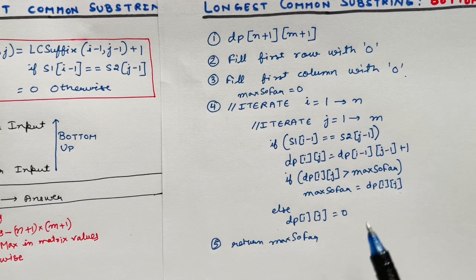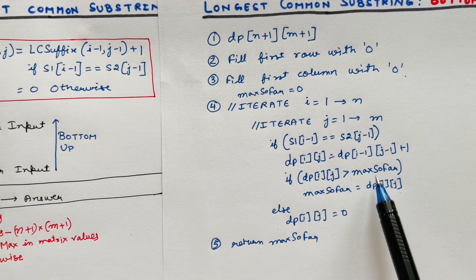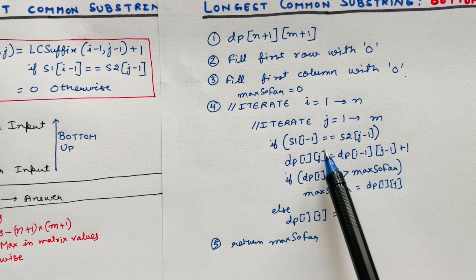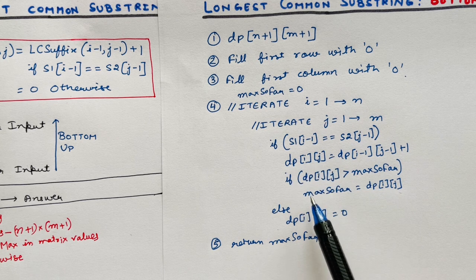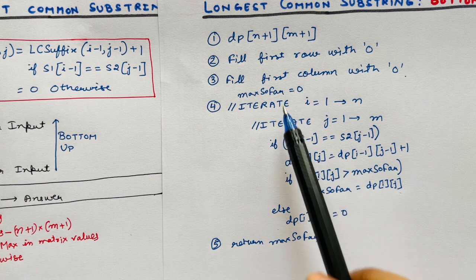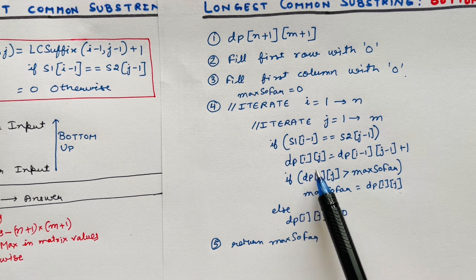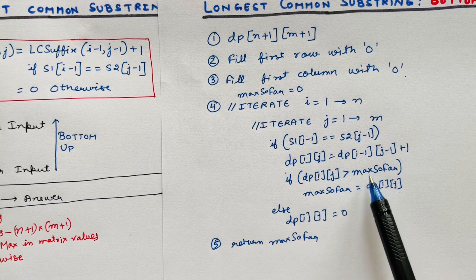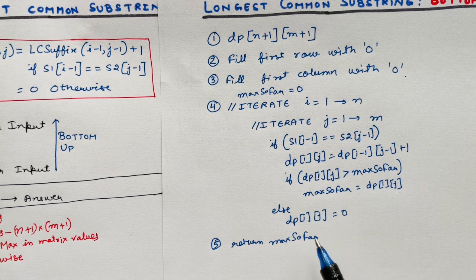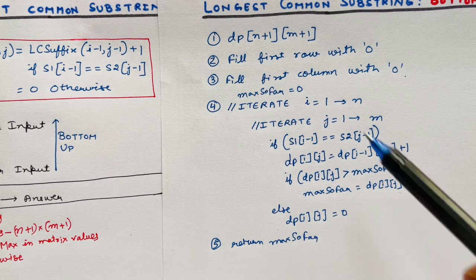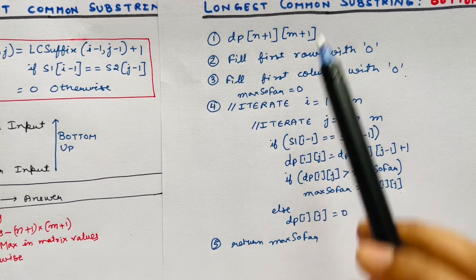So we have another variable, max so far. Its purpose is to keep track of the maximum value that we see at any i, j. So we initialize its value with 0, and anytime we see something which is greater than max so far, we update our max so far. And finally, we will return our max so far. This completes our bottom-up dynamic programming algorithm for this problem.